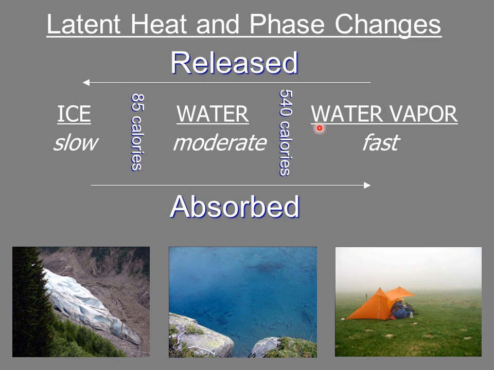Energy is released, and specifically it's 540 calories to go from water vapor to water, 85 calories to go from water to ice. You need to know these numbers. By the way, that's per cubic centimeter of water. And these are just pretty pictures down at the bottom.